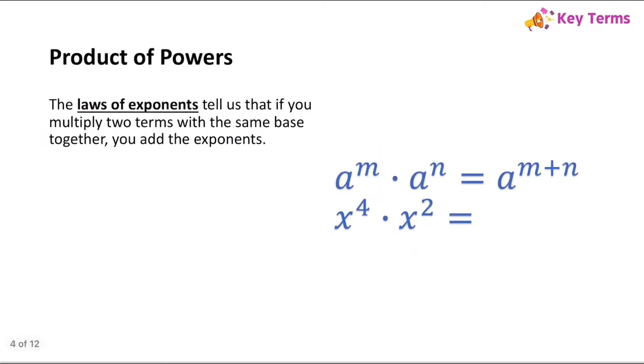We also have the product of powers, if you remember from our exponent rules review. The laws of exponents tell us that if you multiply together two terms that have the same base, you're going to add together the exponents. So if we have a to the m times a to the n, that's going to be a to the m plus n. For example, x to the fourth times x squared is x to the 4 plus 2, which is equal to x to the sixth.